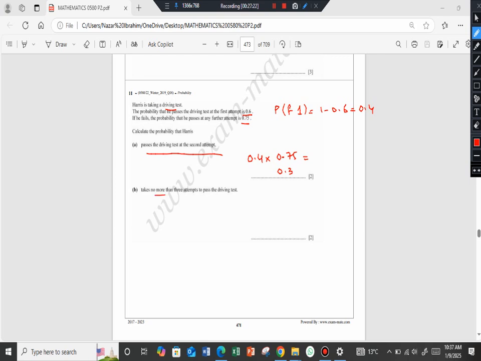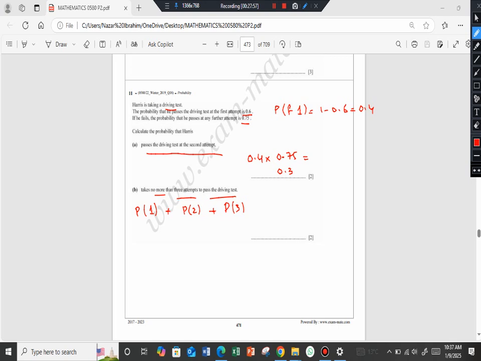It takes no more than 3 attempts to pass the driving test. No more than 3 means there can be several cases. One case is passing in the first attempt, another is the probability of passing in the second attempt, and another is the probability of passing in the third attempt. We cannot exceed that, because we are asked for the probability of no more than 3 attempts. So up to three cases are there.